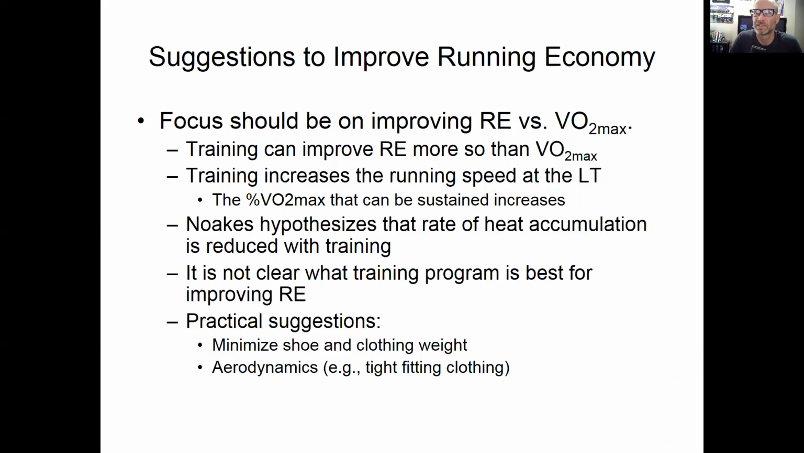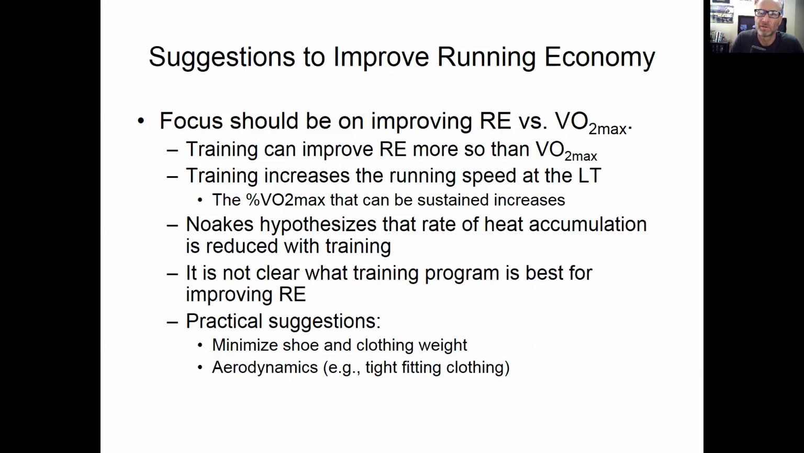Noakes hypothesizes that the rate of heat accumulation is reduced with training. That is, you become more economical and you're generating less heat. And that is going to be really important. Later on, we're going to talk about the central governor model relative to core temperature, and that there might be a thermostat that the brain is detecting and starting to shut things down if core temperature starts to get too high.